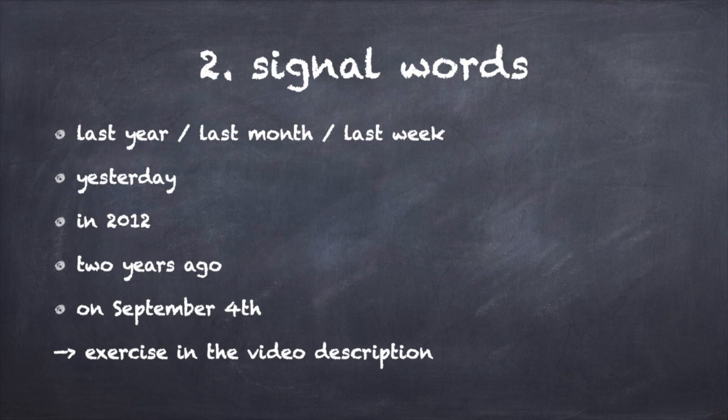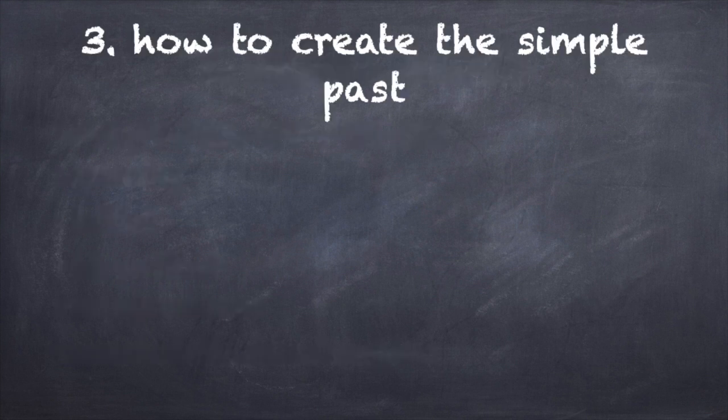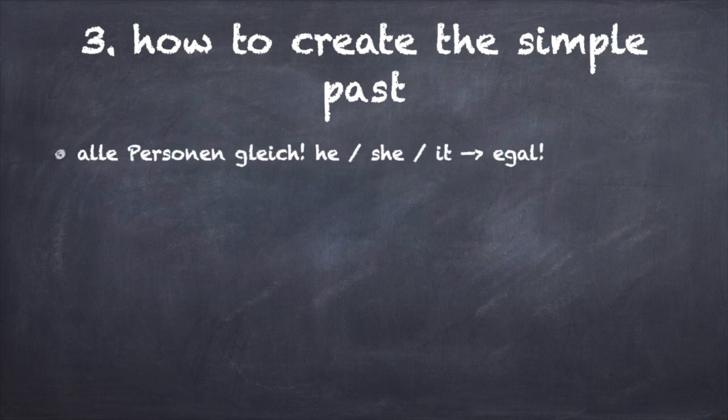If you want, there's an exercise in the video description just to practice the signal words. So, how do we create the simple past? Wie bilden wir diese Form? The good news is all the forms are the same.